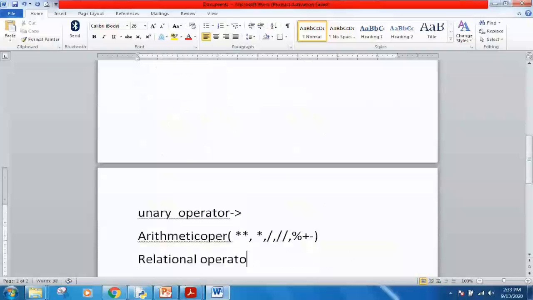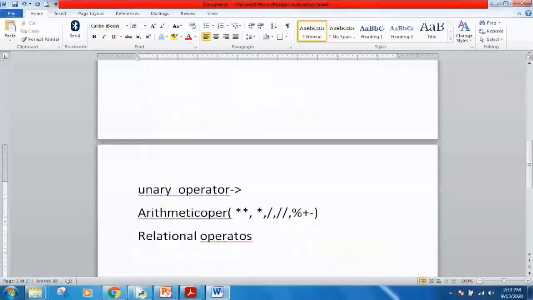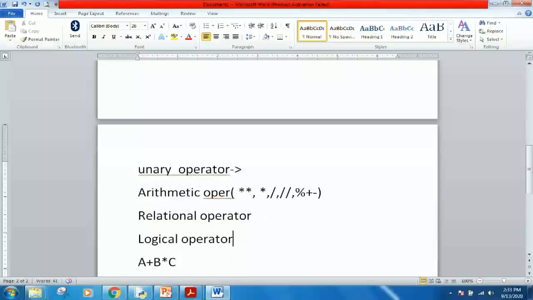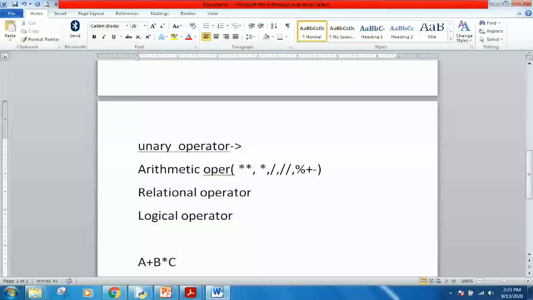there come the relational operators, and then comes your logical operators, if any are present. If they are not present, then you will be resolving only up to relational operators. If the relational operators are not present, then only arithmetic operators are resolved.